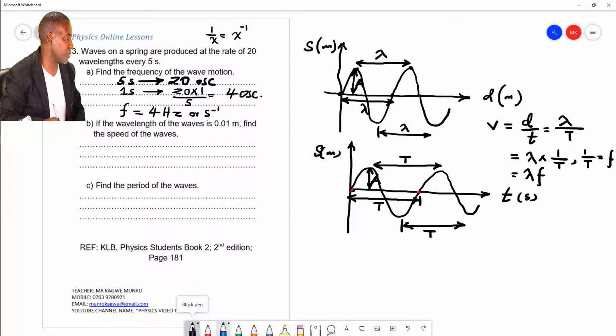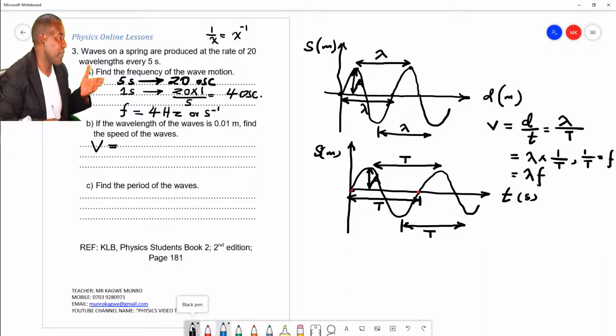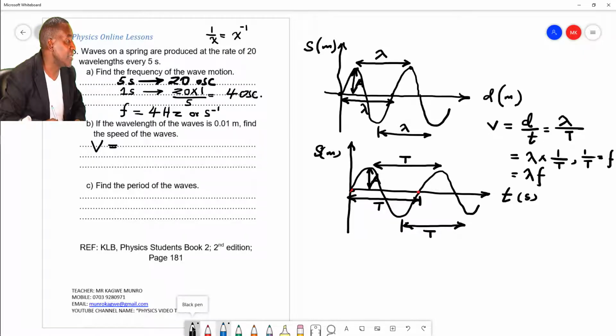Okay, let's go on to the next part. If the wavelength of the wave is 0.01 meters, find the speed of the wave. So I want v, the speed of the wave. Now let's look at the physical quantities I have. I have frequency and I have wavelength. If I have frequency and wavelength, I just look for the appropriate equation, which is this one here.